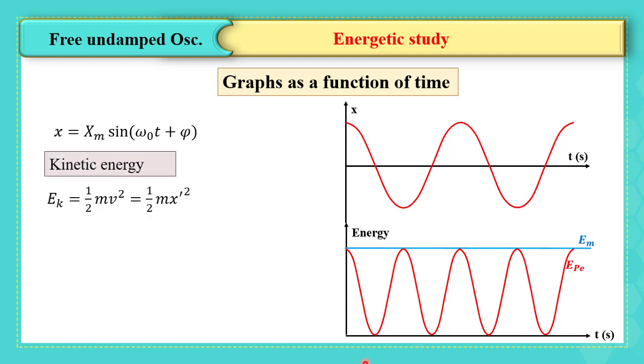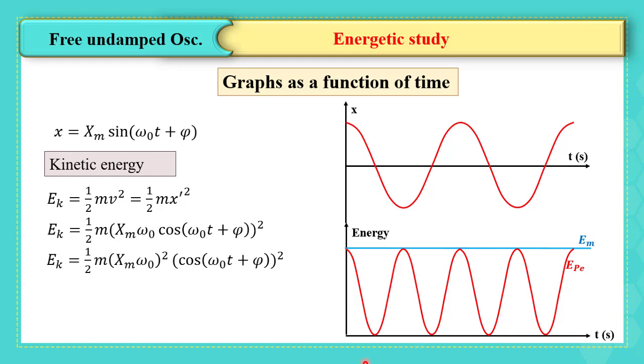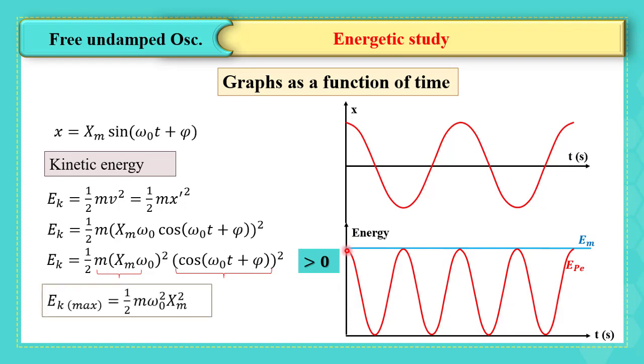Finally, the kinetic energy. The kinetic energy is half mv squared, where v is the derivative of x. So we can write it as half m into the square of xm omega 0 times the square of cosine omega 0 t plus phi. The same, we can find that it is always positive, so its curve is totally above the horizontal axis of time, where its maximum value can be written as half m omega 0 squared xm squared.